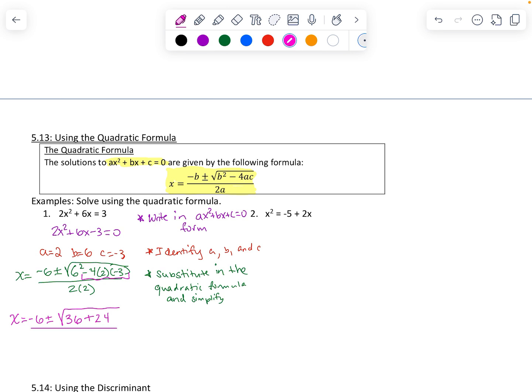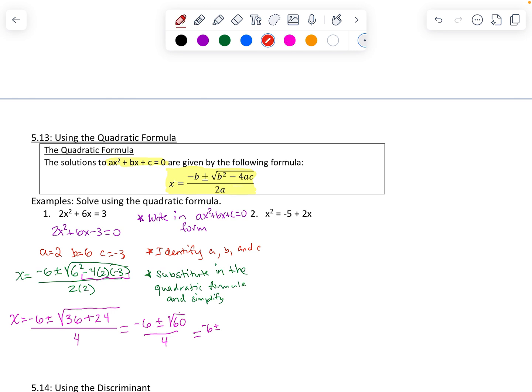In my denominator, I have 2 times 2, which is 4. And I'm going to keep on simplifying. I get -6 plus or minus the square root of 60 over 4. Unfortunately, here, I do have to go further because 60 is something that can be simplified in the radical. So I get -6 plus or minus. So 60, if you want, you can do it on the side or you can do it on this step.